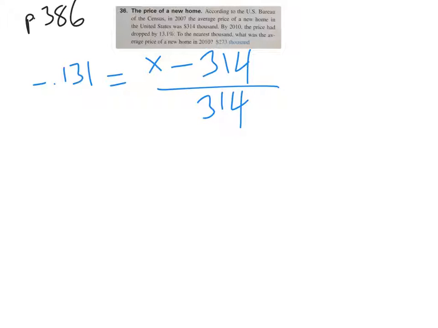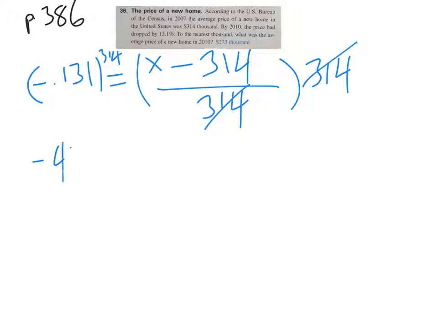And there we go. So now if you want to solve this, you can start again by multiplying both sides by 314. Here they cancel out. On the other side, you have a negative 0.131 times 314. I got about, I'll go ahead and just take the whole number for now, negative 41.134 equals x minus 314. There you go.